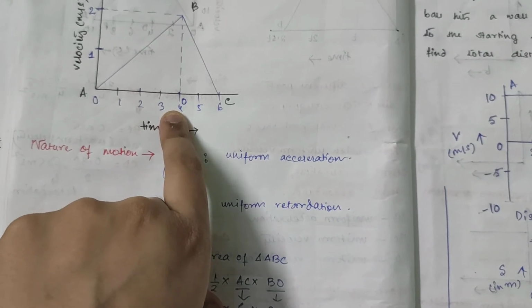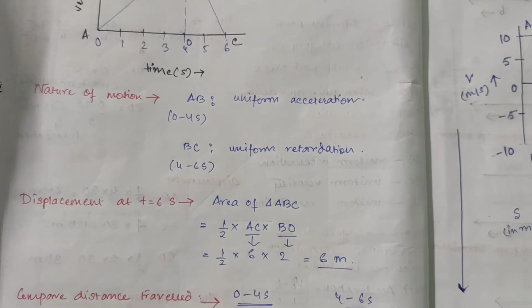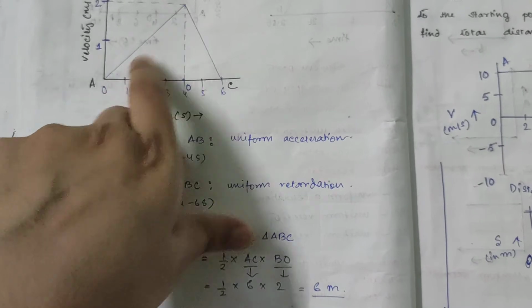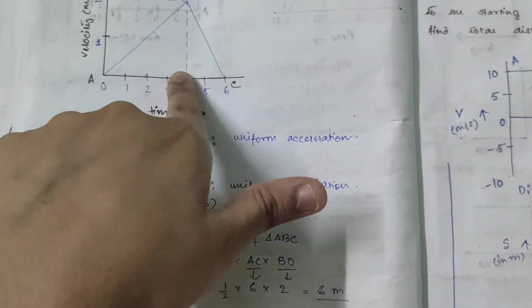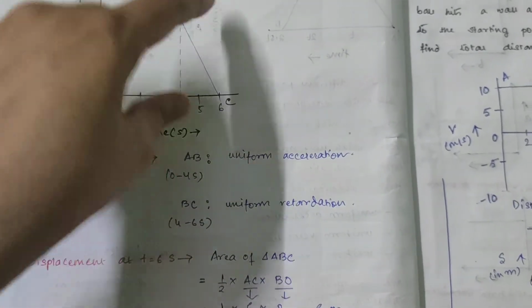Displacement between 4 to 6, BOC. But the question is displacement after 6 seconds. So, area of ABC, that is half into base into height. Base is 6, height is 2. See?